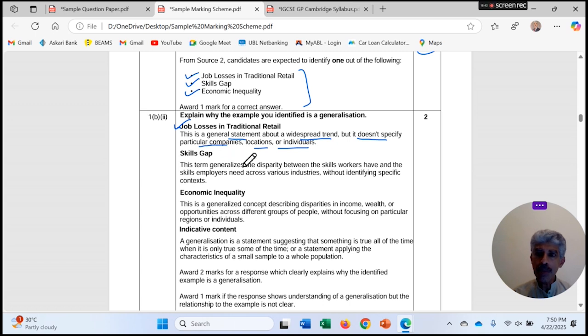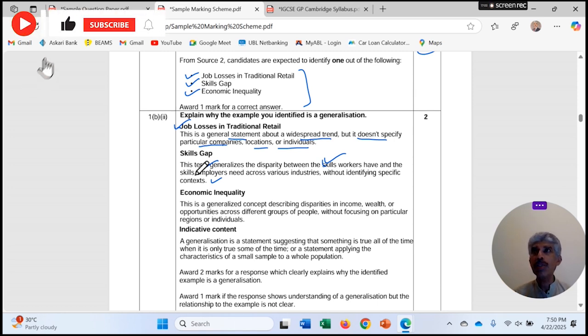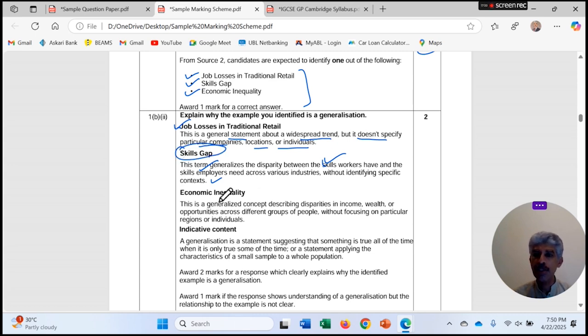Right? So skills gap: this term generalizes the disparity between the skills workers have and the skills employers need across various industries without identifying specific context. So skills gap how? This is the generalized statement. What sort of skill gap is there? Whether in some technological field or in the digital field or in the financial field, or in what case? What sort of gap is there? We are not specifying it. So that's why we consider that this is a generalized statement.